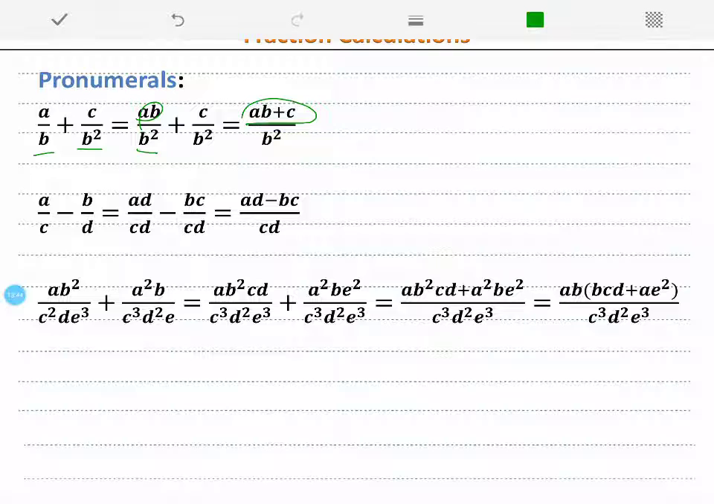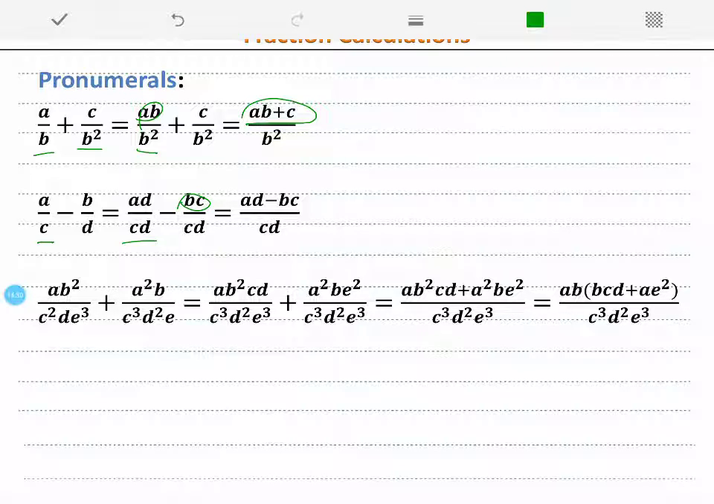Next, a over c minus b over d. So c and d don't have any common factor. So the lowest common multiple would be the product of c and d, which is just cd, right? So c becomes cd, you times d. So a times d is ad. Then d becomes cd by times c, so bc on the top for the second fraction. So finally it becomes ad take away bc on the top over cd. So you find the addition and subtraction of algebraic fractions is not as hard as you thought. Okay.